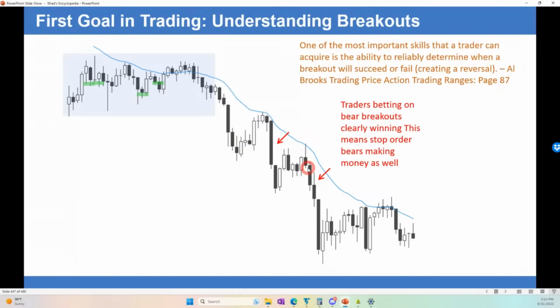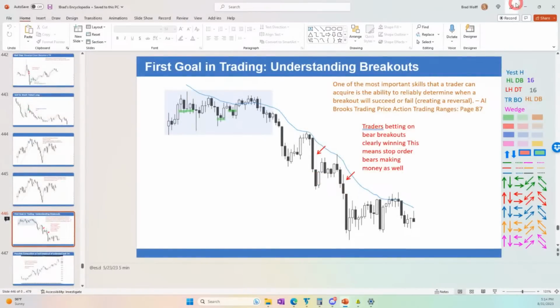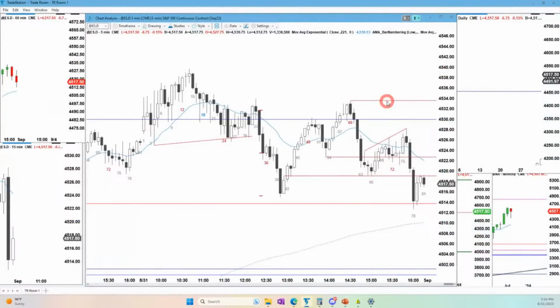Here, this big bear bar right here, that's a terrible limit order buy because it's a reasonable stop entry short. It's a second entry sell following a deep bear breakout. So better to be selling below this bar than buying. So I hope that answers that question.